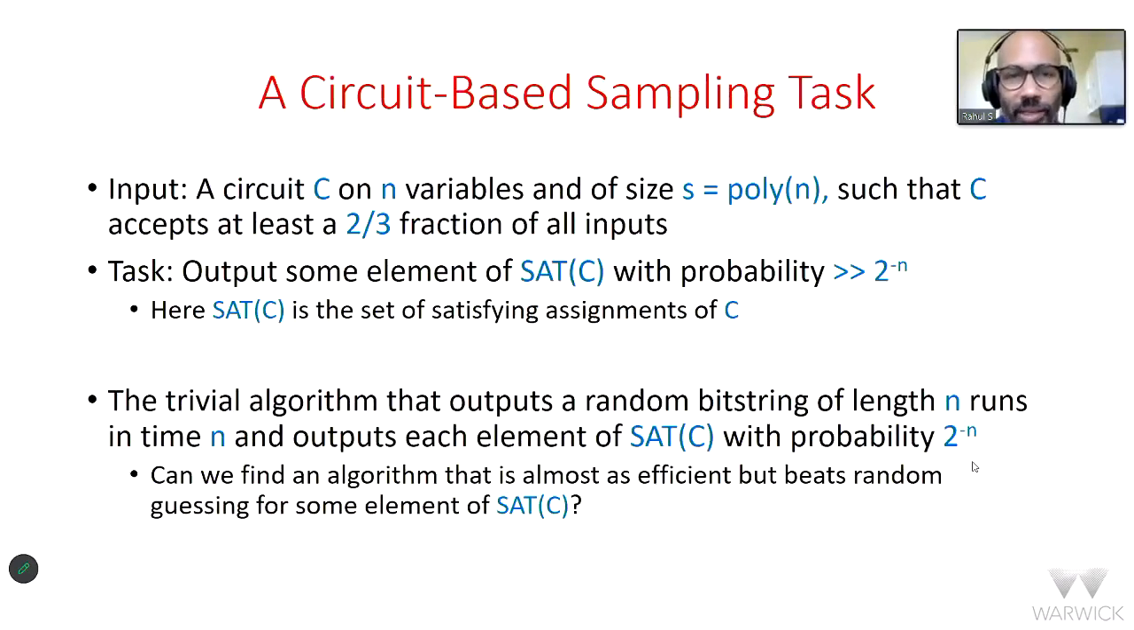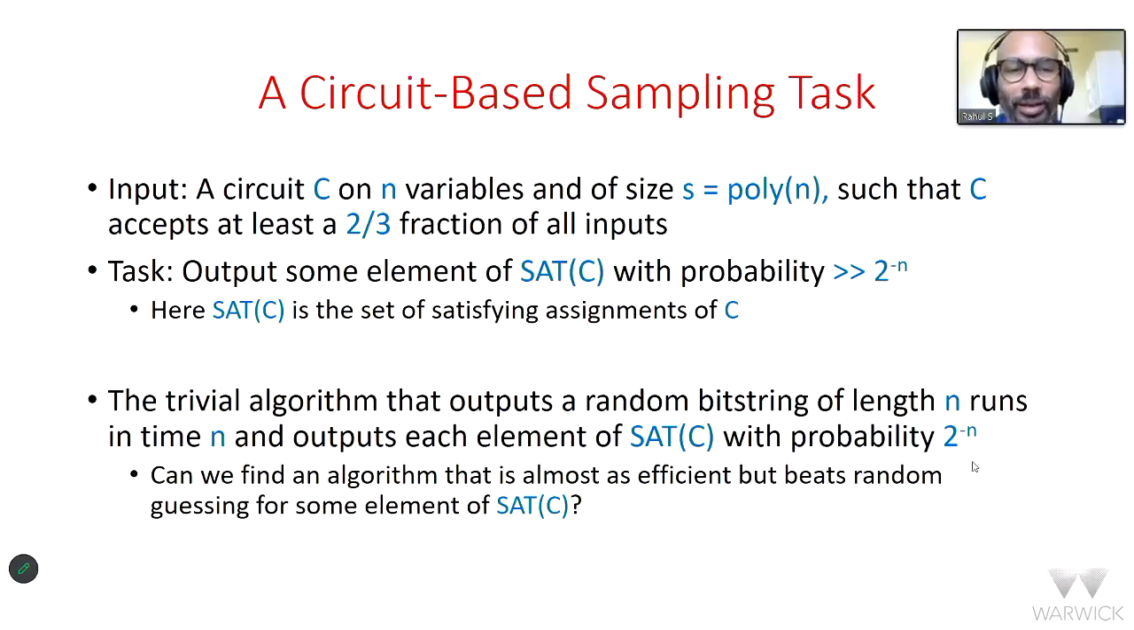Okay, so let me tell you what this algorithmic task that we focus on is. This is a circuit-based sampling task where you're given as input a circuit C from some family, on n variables and of size, say s equals polynomial in n, such that C accepts at least a 2/3 fraction of all inputs. You promise that C accepts most of its inputs. And the task is to sample some element of the set of satisfying assignments of C. Notice that 2/3 of all assignments are satisfying. But you want to output some satisfying assignment with probability significantly better than random guessing, say with probability n to the 4th times 2 to the minus n, some polynomial times 2 to the minus n.